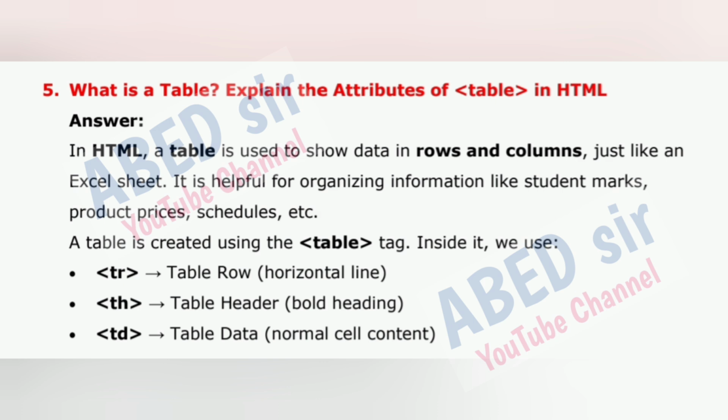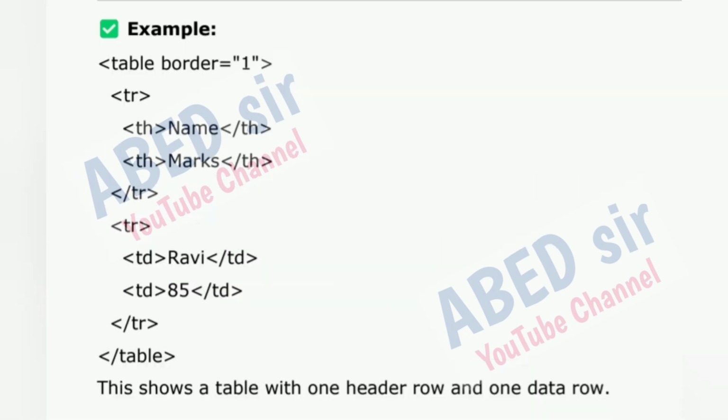Inside it, we use tr, table row, horizontal line; th, table header, bold heading; td, table data, normal cell content. Example: <table border=1>, <tr> <th>Name</th> <th>Marks</th> </tr>, <tr> <td>Ravi</td> <td>85</td> </tr>, </table>. This shows a table with one header row and one data row.